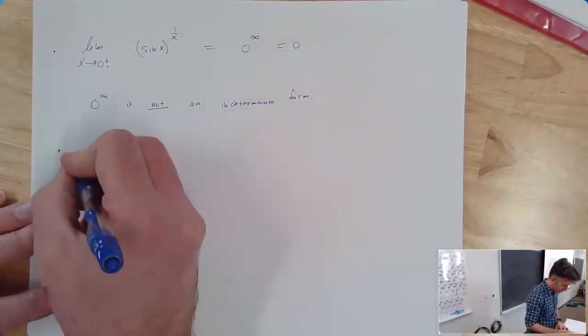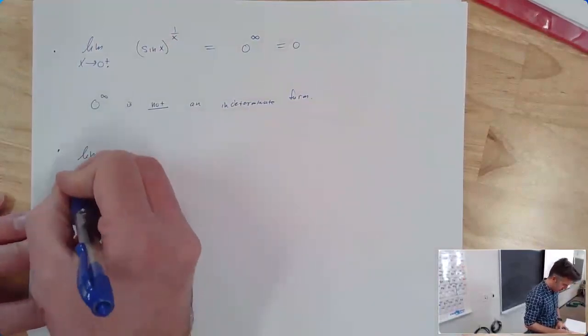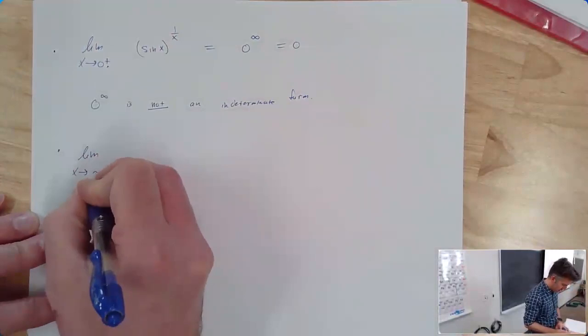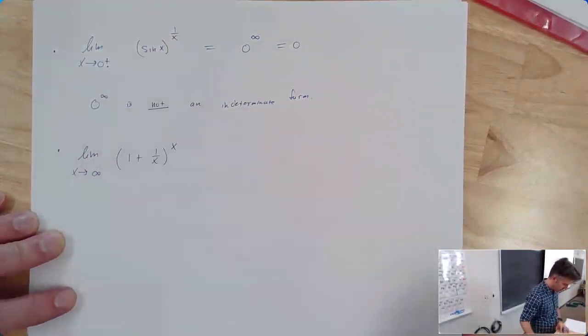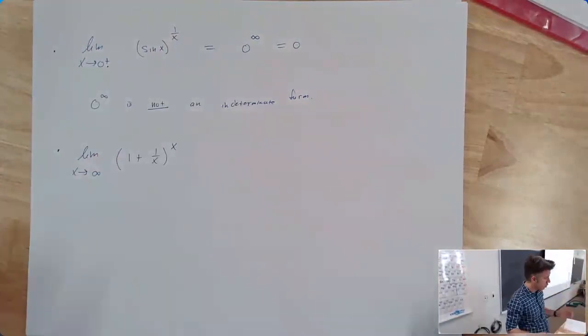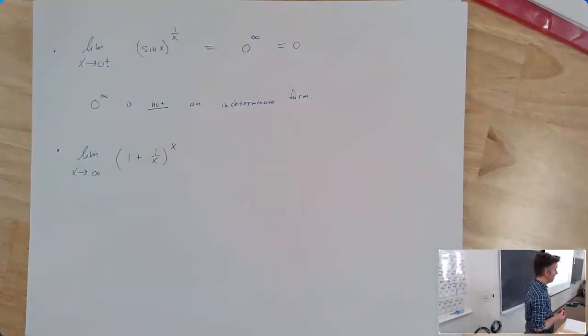Let's look at the classic standard example. Limit as x goes to infinity of 1 plus 1 over x to the x. This limit should look familiar to you. It's okay if it doesn't, though. This definitely is the limit. This is actually how the number e is defined. E is defined to be this limit.